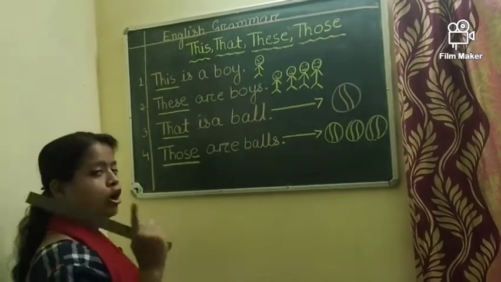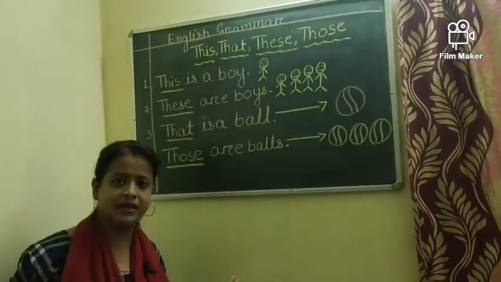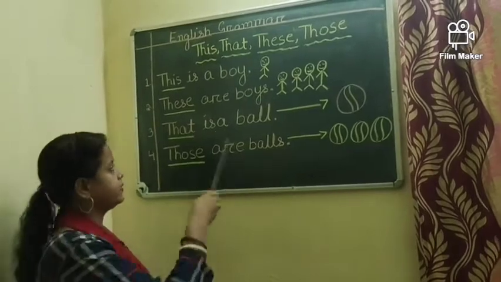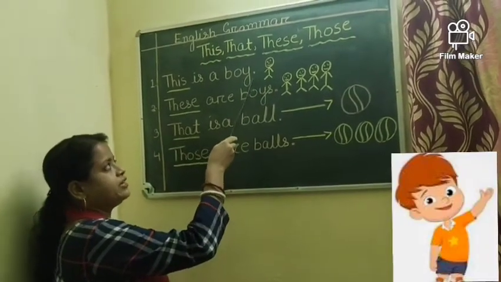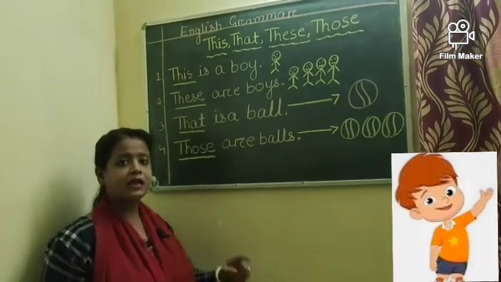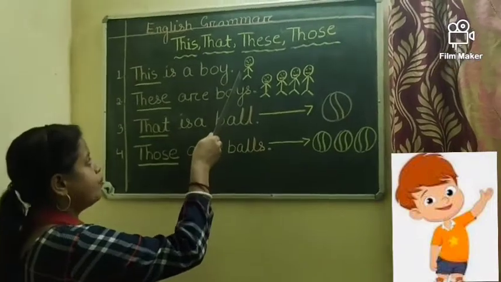So this becomes these. Remember this: when the object is one, it is this, and when the objects are many and near to you, it becomes these. See, this is a boy. Is this boy near or far? Near. And the person is one. So this is a boy.